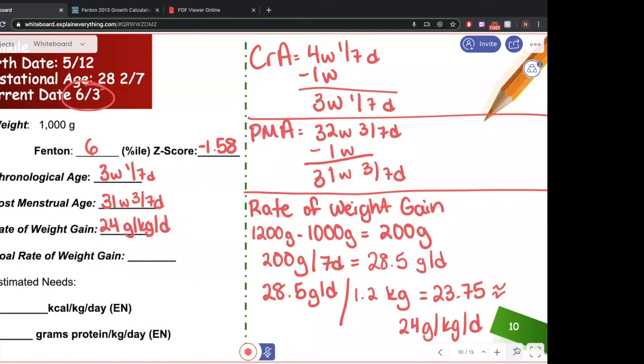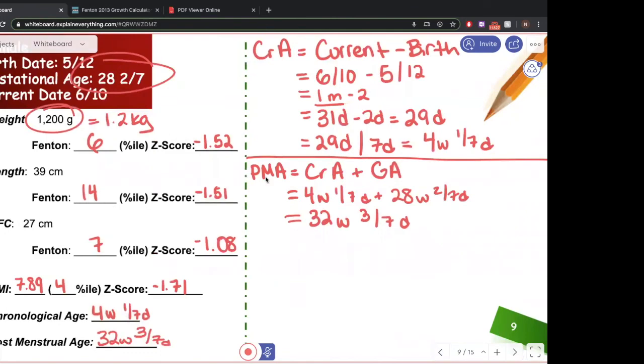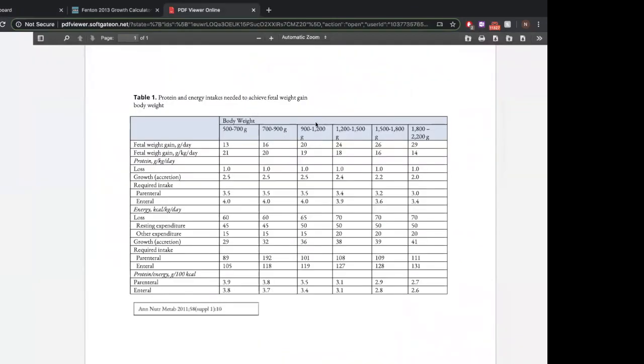Perfect. Now let's compare that rate of weight gain to the goal rate of weight gain from the normative data. This time we're going to look at Ziegler's chart. Just remember the weight of the infant, which was 1,200 grams. So looking at the 1,200 gram category, we see that it's between 2 different data sets. So we're going to instead make a range rather than a single number. So the goal rate of weight gain in grams per kilogram per day is going to be 18 to 19 grams per kilogram per day.